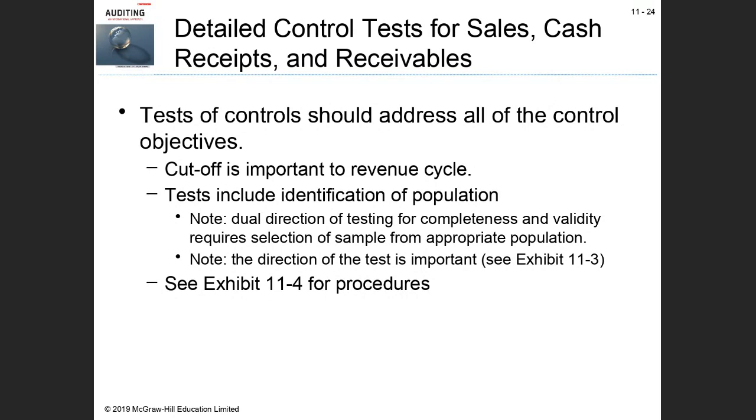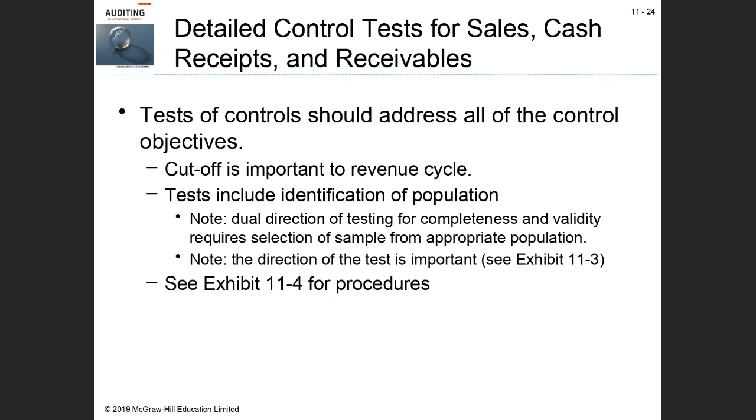Management wants to ensure all goods shipped are invoiced, and of course the auditor wants to ensure all goods shipped are invoiced as well, to ensure that all sales are recorded. So that covers the audit assertion of completeness. You'll see on page 461 a number of detailed control tests that the auditor would perform with respect to the various objectives listed there.